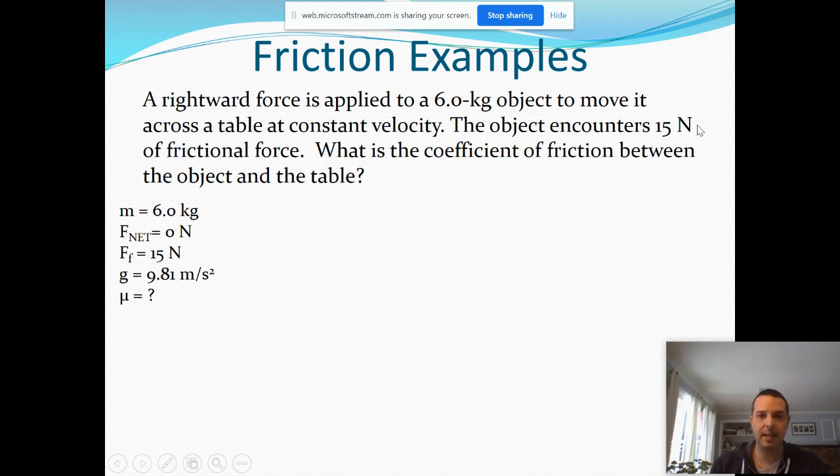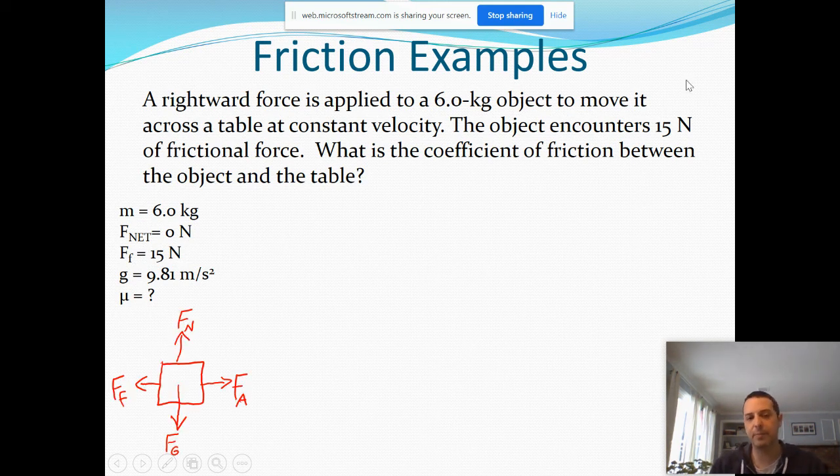We know the mass of the object, that's 6 kilograms. We know that it's moving at a constant velocity. That means the net force on the object is 0 newtons. They also tell us that the force of friction is going to be 15 newtons. This is going to be the force of kinetic friction because it's moving. We know acceleration due to gravity is 9.81 meters per second squared. And what they're trying to find out is what the coefficient of friction is. So now we have frictional force, and we're going to determine coefficient of friction.